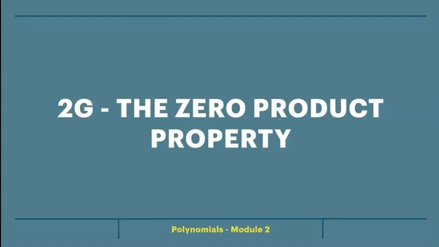In this video, we are going to review the zero product property, or the ZPP. We talked a lot about this in Algebra 1 and Algebra 2. This is what helps us actually solve polynomials. When we're solving polynomials, we are looking for the zeros, so we need the zero product property.